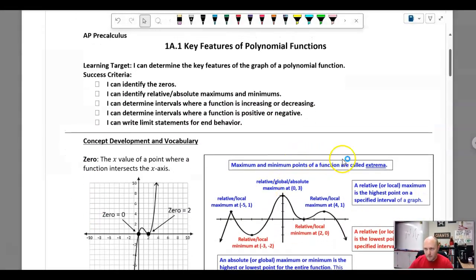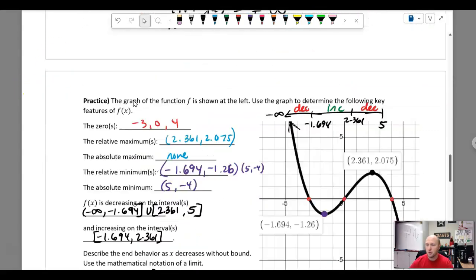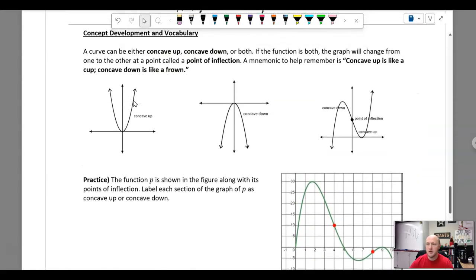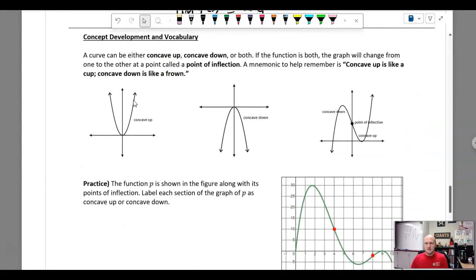So, just a reminder about our learning intention and our success criteria. And we are specifically going to talk about concavity. A curve is called concave up, concave down, or both. If the function is both, then the graph will change from one to the other at a point called a point of inflection.